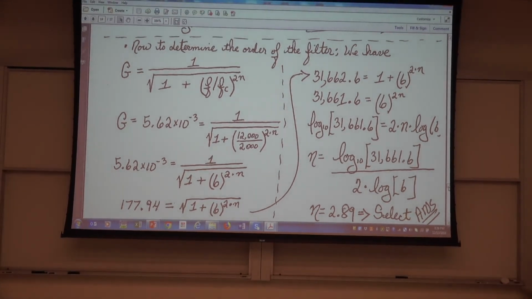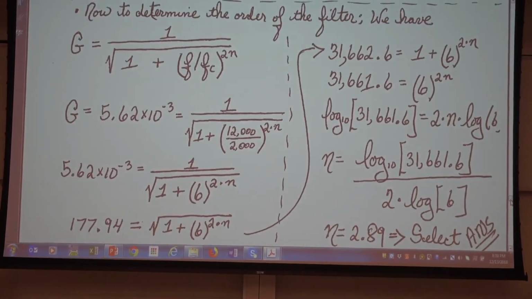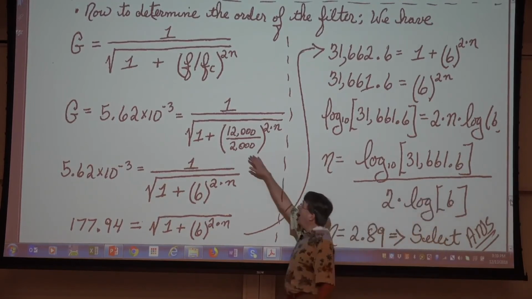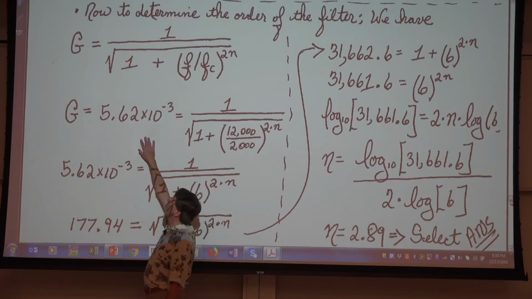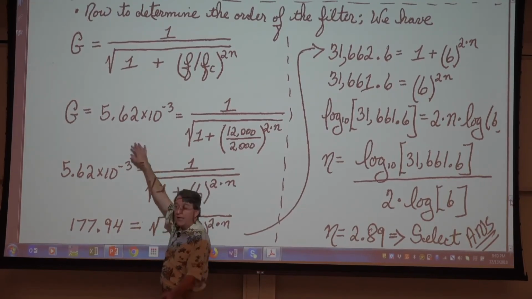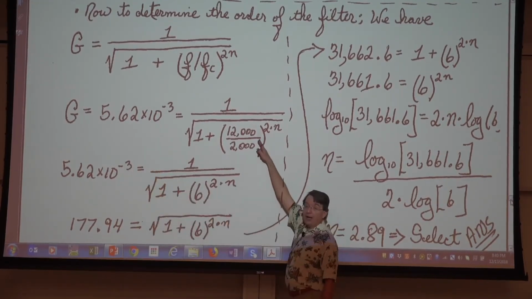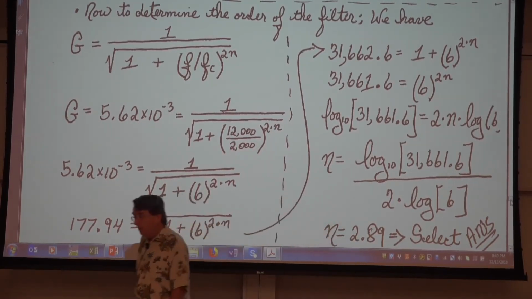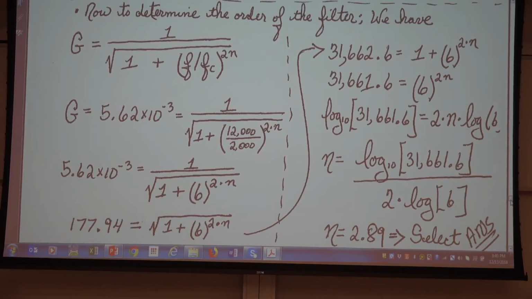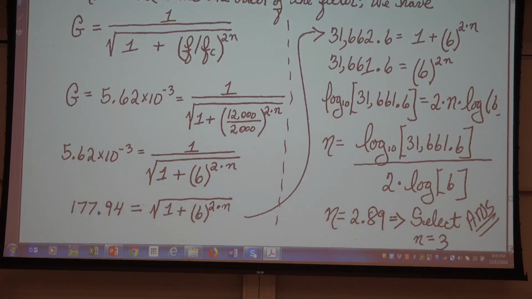So what do I want? I want the gain to be 5.62 times 10 to the minus 3. Now, just be careful. It's f over f sub c. F is the frequency of the signal whose gain is going to be no more than 5.62 times 10 to the minus 3. That's the noise. So that's 12,000 divided by 2,000, raised to 2 times n. N is the unknown. My colleagues, the rest I'm sure you can do. I have done it step by step. Make sure you can do this calculation. And notice n turns out to be 2.89.